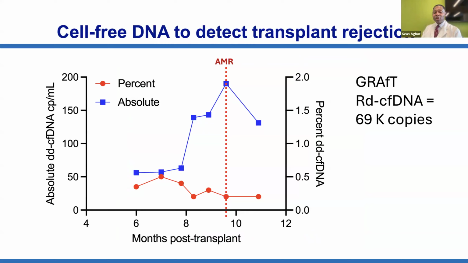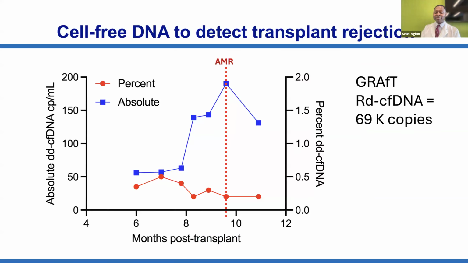This is another patient from the Graft Consortium that developed AMR. In red is the percent cell-free DNA. If we follow that red, you could see that the patient's cell-free DNA was generally low. Look at the right axis, a little less than 0.5%. As the patient gets AMR, the level actually decreases. This is a patient that showed high recipient cell-free DNA, 69,000 copies. That's very high at that time of AMR.